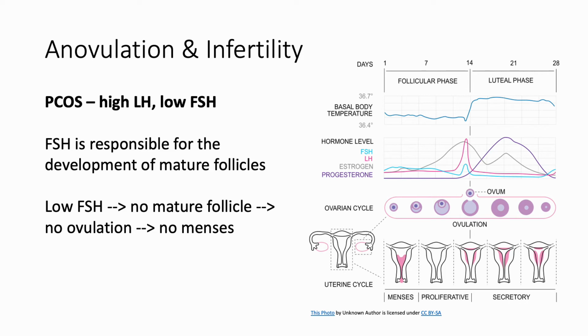So if you have a low FSH, you're going to have no mature development of a follicle, which means no follicle is going to be released, so no ovulation and no menses. This can also lead to infertility, because if you're not ovulating, then you're not going to be able to get pregnant.